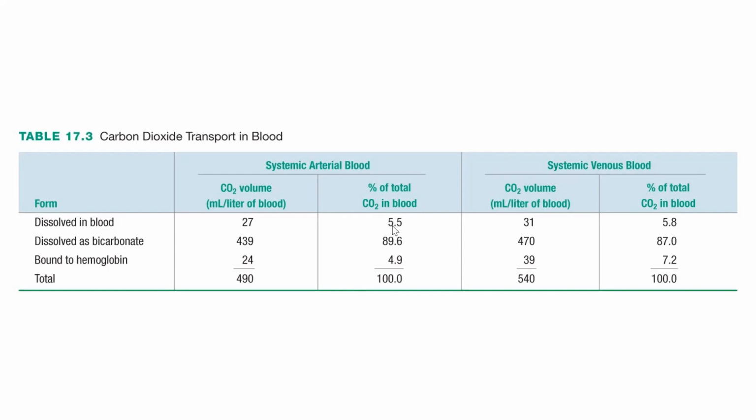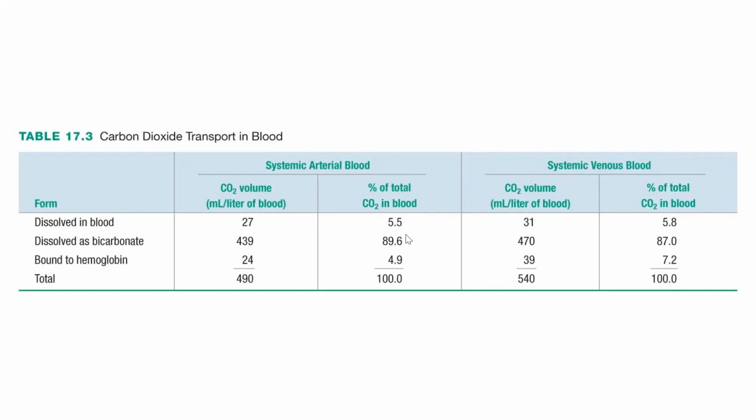Oxygen has the ability to dissolve in the blood at about 1.5%. Carbon dioxide has a higher ability to do so, about 5.5% in systemic arteries and 5.8% in venous blood. But it's not enough to move around all of the CO2 that we need to move around. So there are some other mechanisms to help.